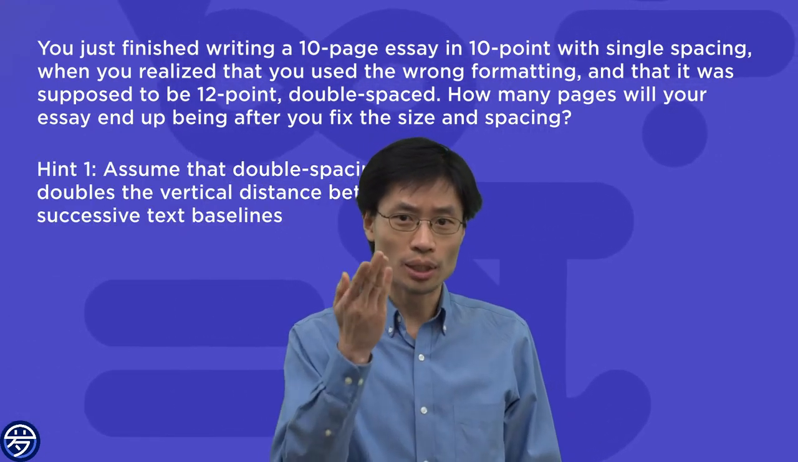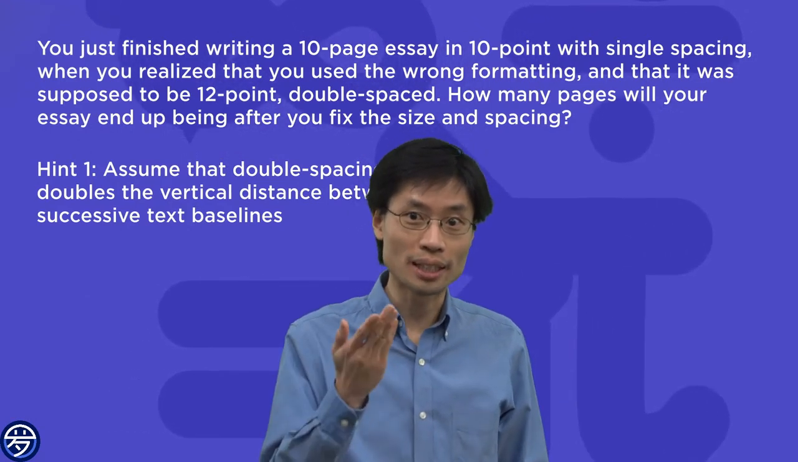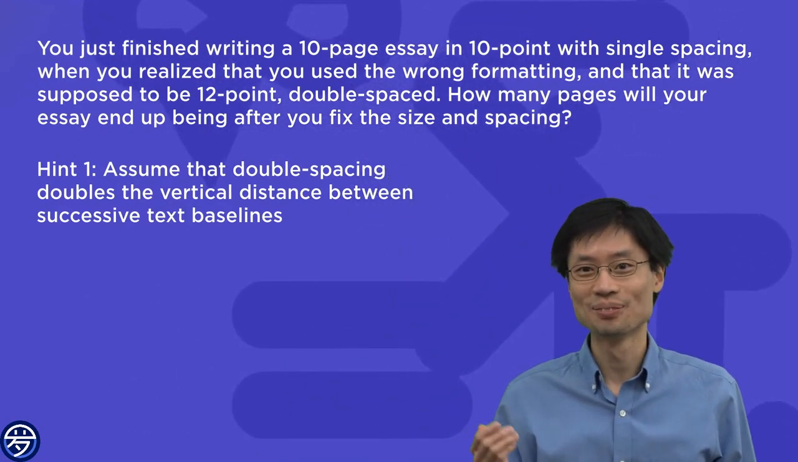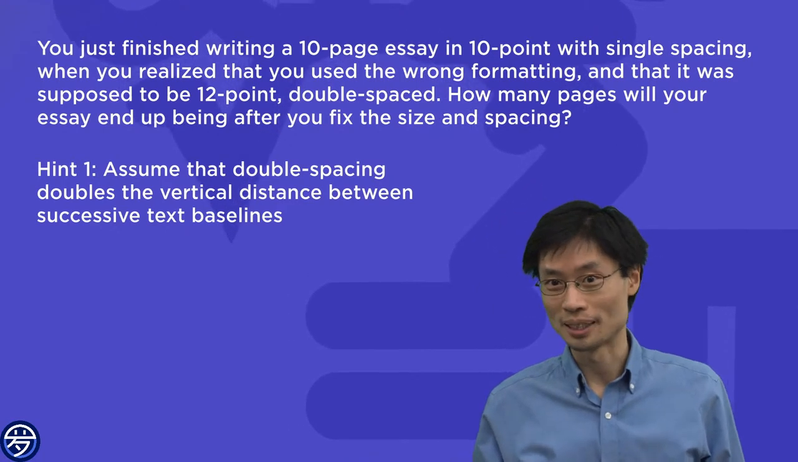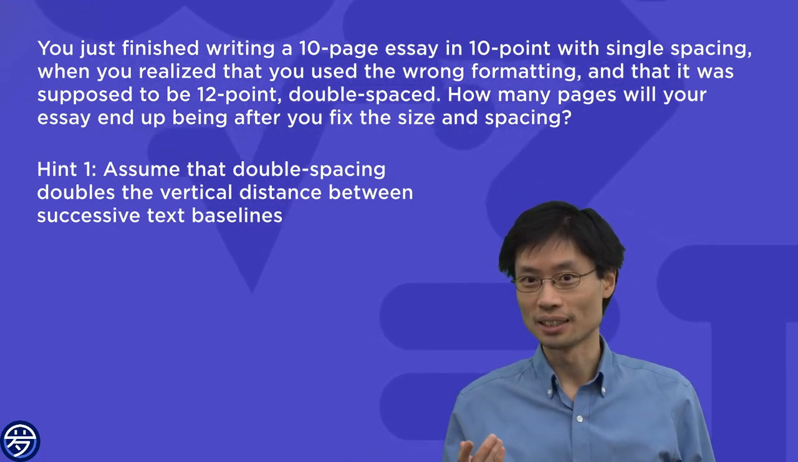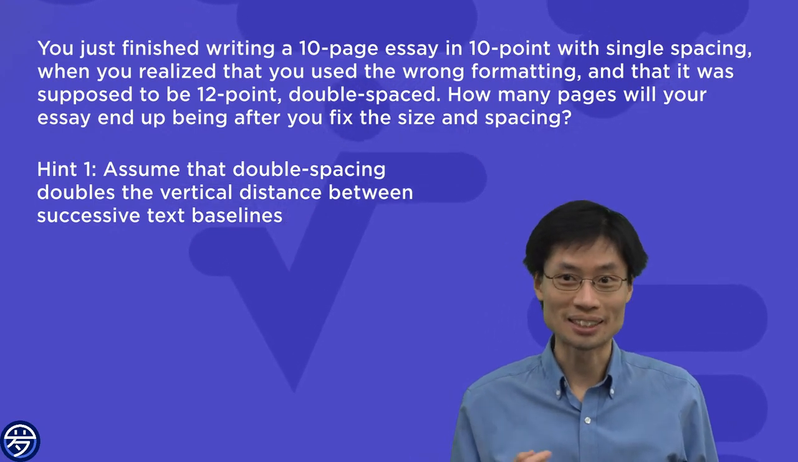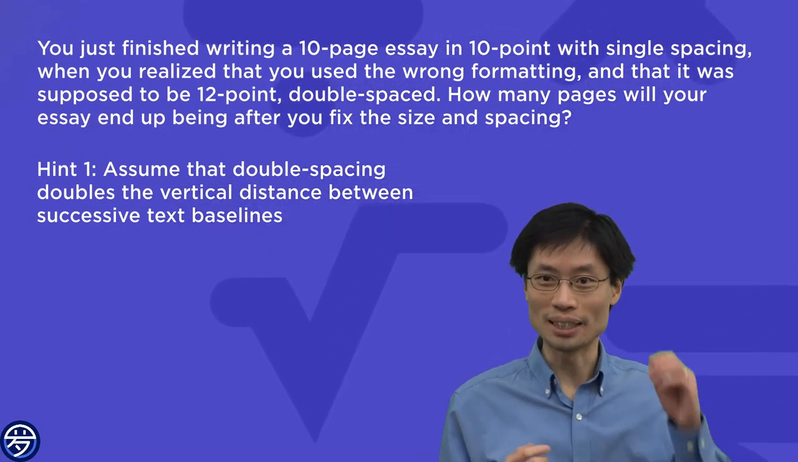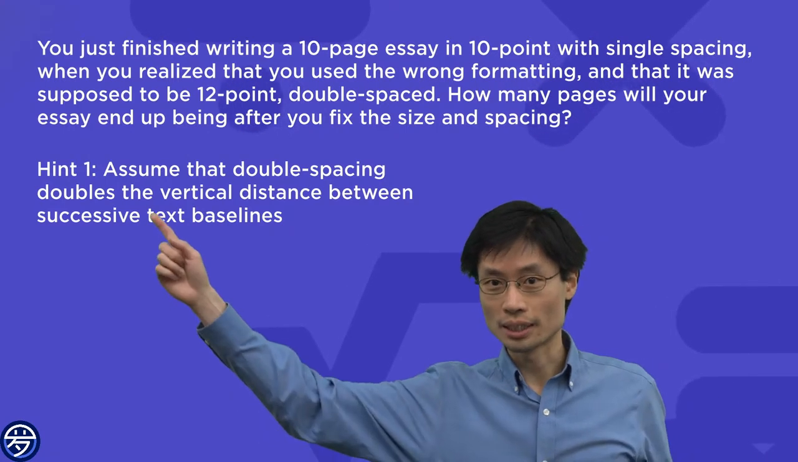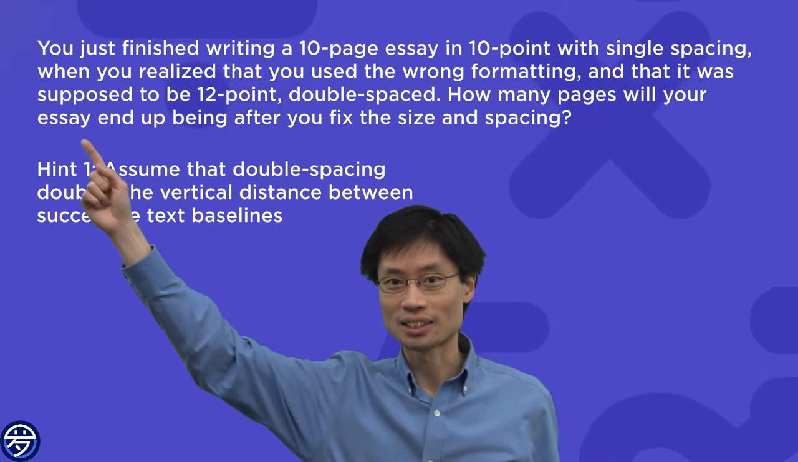You see, when you think about what happens when you go and make a document, let me go out of the way over here. What does double spacing mean? Double spacing doubles the vertical distance between successive text baselines. So what does that even mean? Well, you see these lines of text? These are some lines of text over here.